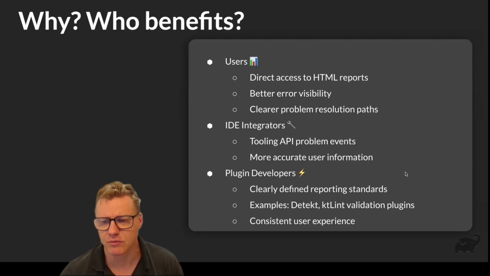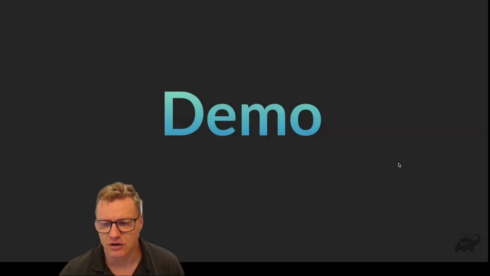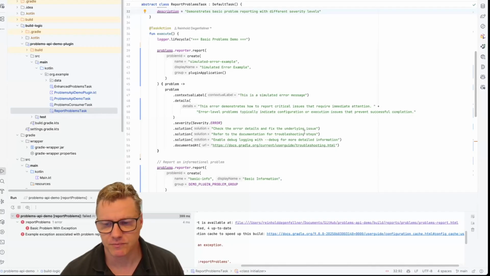So how does this work in practice? For this purpose, I have prepared a simple example of a plugin using the API. As you can see, here is code that reports a problem, appends in a few solution suggestions, and a link to get further information on the issue.